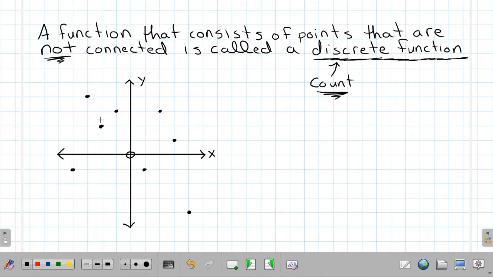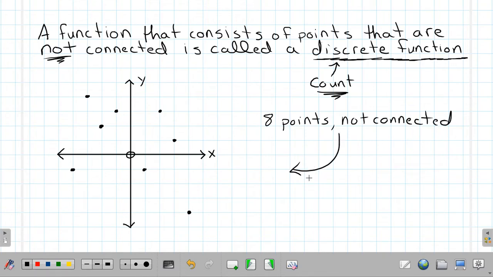So if this is a function, well, can we count the points? How many points are there? There's 1, 2, 3, 4, 5, 6, 7, 8. So this is 8 points, not connected. So this means it is discrete. Okay.